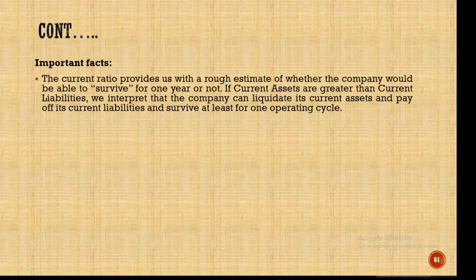Certain important facts are there which we should understand about the current ratio. They are: the current ratio provides us with a rough estimate of whether the company would be able to survive for 1 year or not. If current assets are greater than current liabilities, we interpret that the company can liquidate its current assets and pay off its current liabilities and survive at least for one operating cycle.